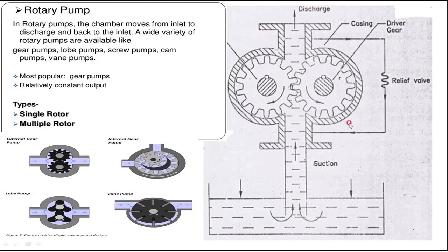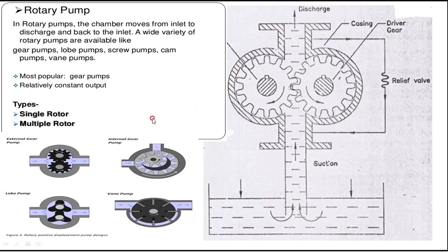In this chamber you may put rotors, or some arrangements as shown in the figure. This arrangement is called an internal gear pump. Here vanes are shown, therefore it is called a vane pump, and here lobes are used, therefore a lobe pump. This is the external gear pump. Understood? There are again two or three types of pump. You can put a single rotor, only one rotating impeller, or multiple rotors.